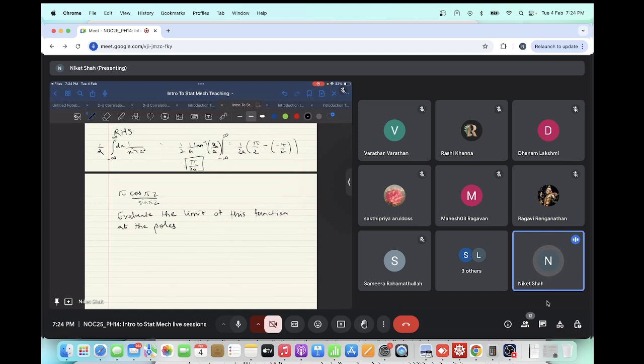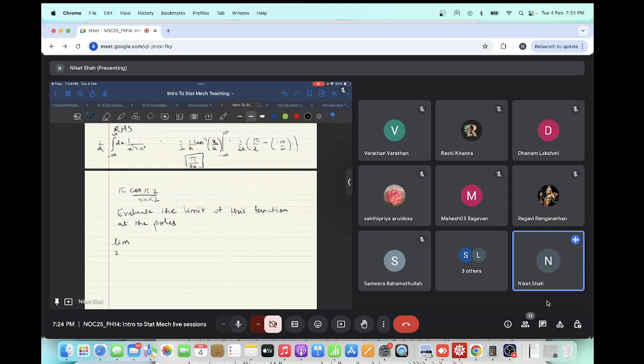Again, I will tell you the motivation. First, let's follow the steps that I am saying right now. Okay. So limit z tends to some n.